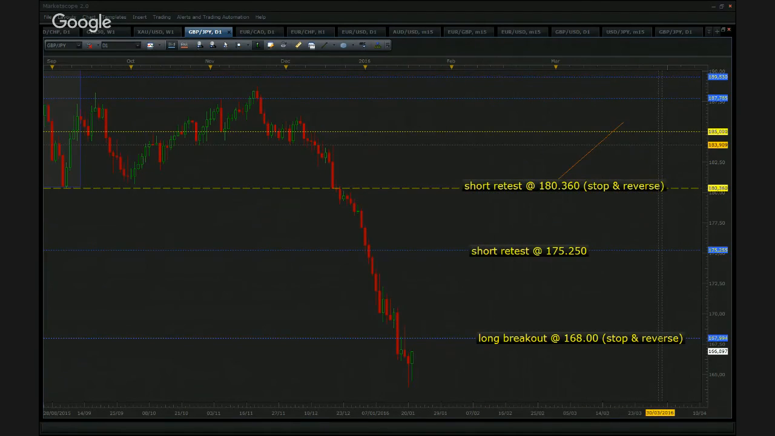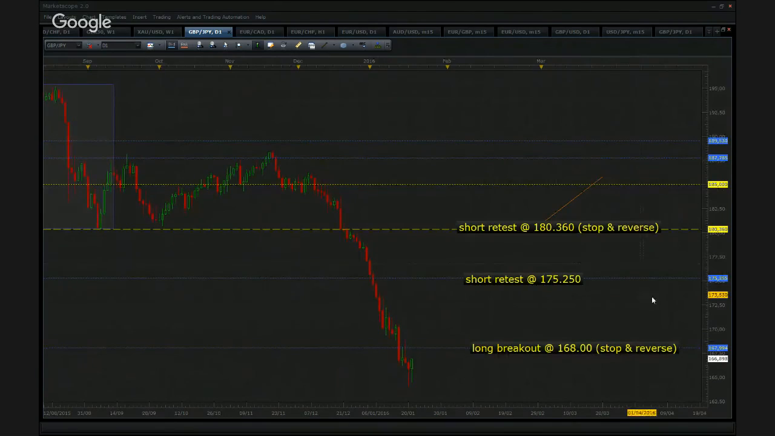Any questions? This long is for a small short covering rally. The shorts close and it goes up.